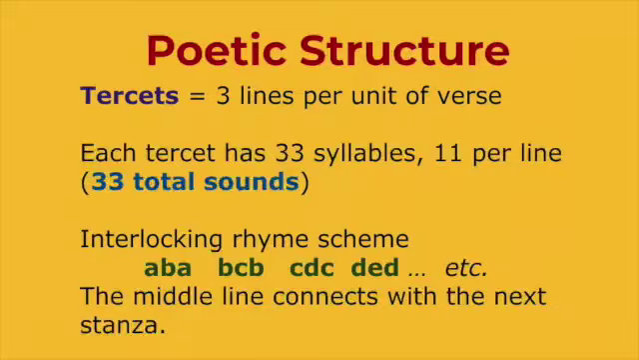So each canto is broken into, and they vary in length, but basically these little set units of poetry called stanzas that are three lines long. Further, the stanzas are interlocked with one another by this interesting rhyme scheme. The first two lines of the stanza, of the terza rima, will rhyme. The middle line will rhyme with the outer lines of the next stanza. So we get a rhyme scheme of ABA, BCB, CDC, and that middle rhyme acts like this thread tying each of the stanzas together throughout the poem. It's an interesting way of doing it.